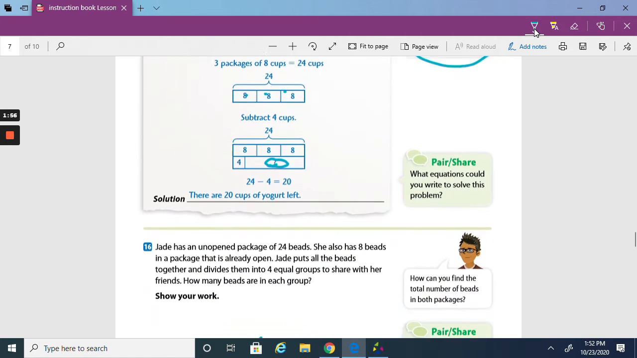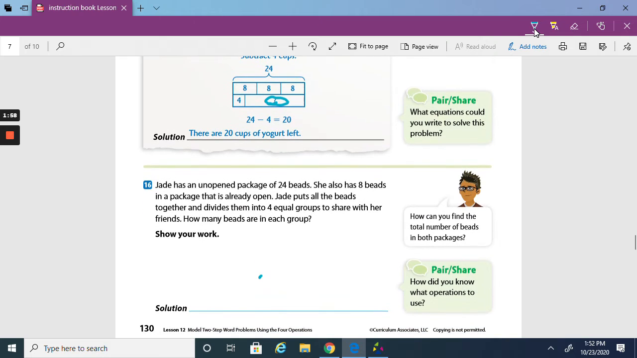Let's look at number 16. Number 16 says, Jade has an unopened package of 24 beads. She also has 8 beads in an opened package. Jade puts all the beads together and divides them into 4 equal groups to share with her friends. How many beads are in each group?